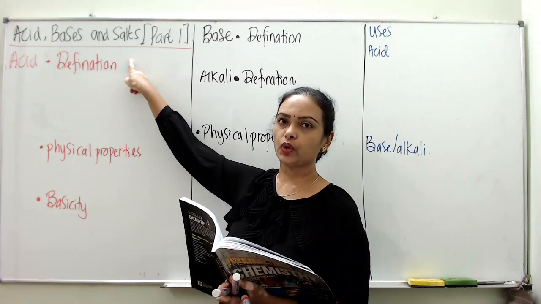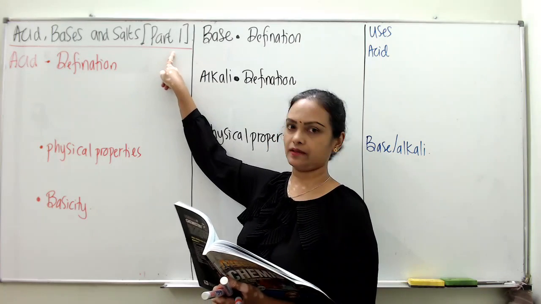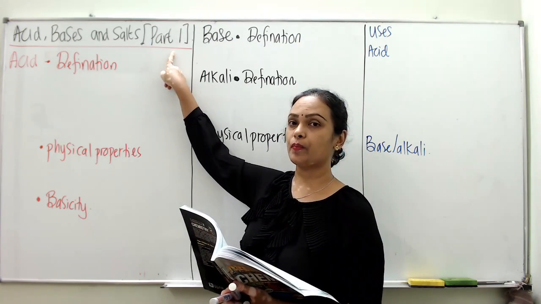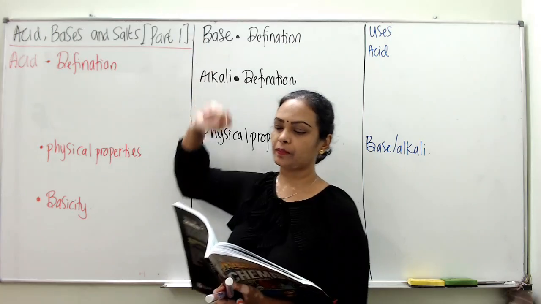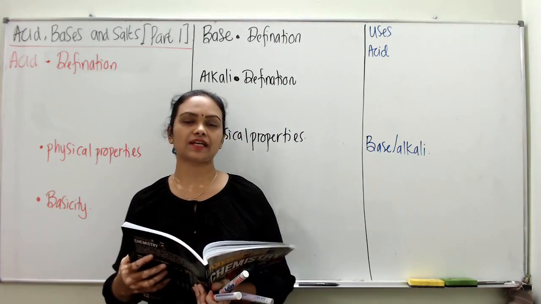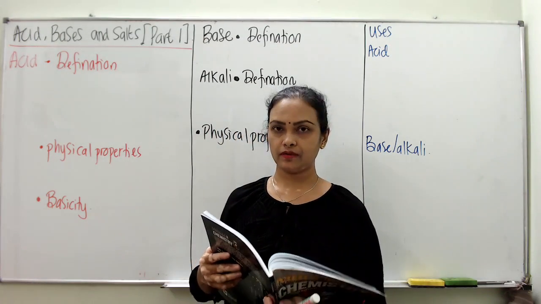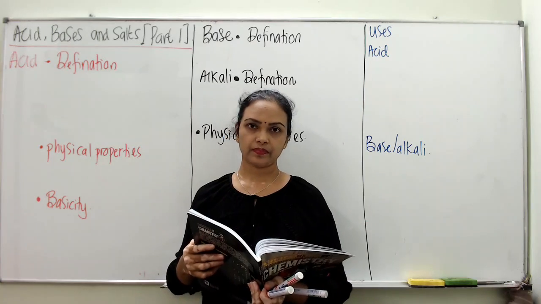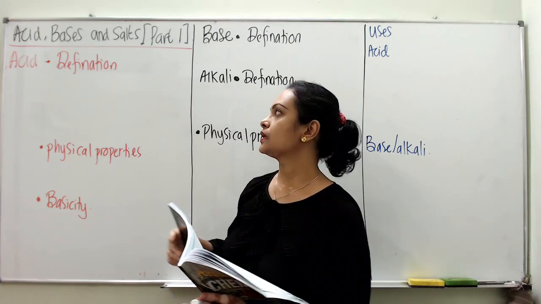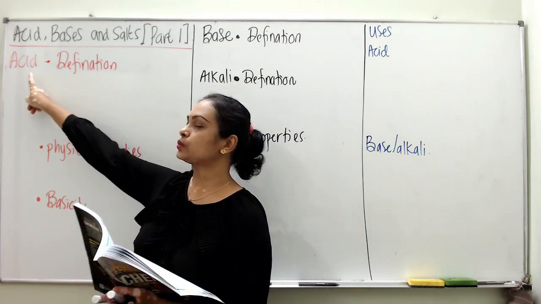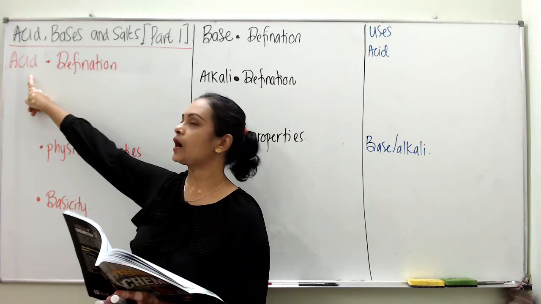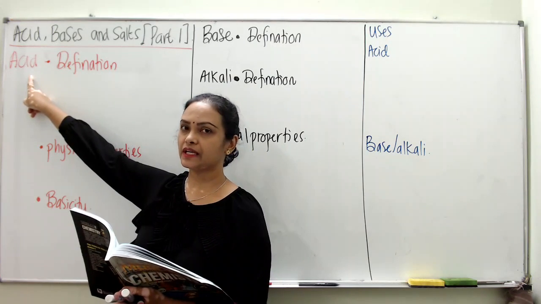So this video is on part 1. Okay, so we are going to do part 1 for this chapter. This is actually chapter 6 for your DSKP Form 4 syllabus chemistry. So let's start. In this lesson, we are going to cover the meaning of acid, what are the attributes of acid, such as definition, physical properties, and basicity.